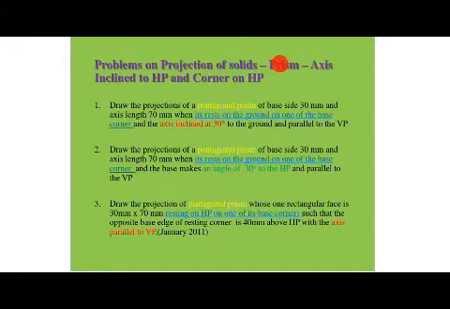So we are going to see these three problems in the projection of solids as far as prism is concerned. For the sake of simplicity, I have taken the base side of 30 mm and axis length of 70 mm for all the problems, whereas the condition with respect to the axis is different. If you see the first problem, the axis is parallel to VP, whereas the axis is inclined at 30 degrees to the HP.